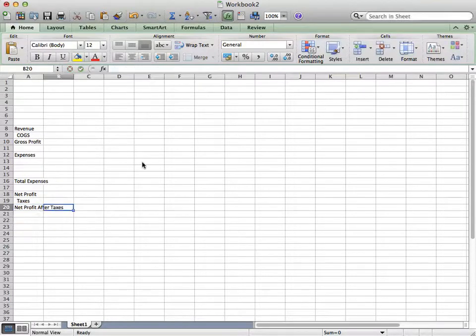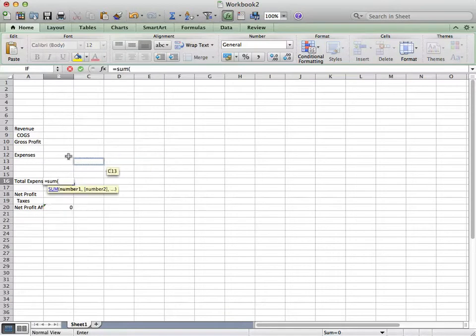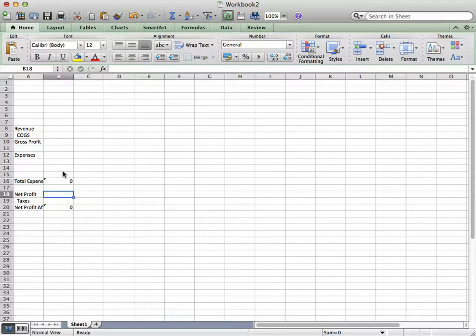Now, I know certain things about this already. Like I know net profit after taxes is equal to net profit minus taxes. I know total expenses is equal to the sum of my expenses, however many those should be. I know net profit is equal to gross profit minus total expenses. And I know that gross profit is equal to revenue minus cost of goods sold.